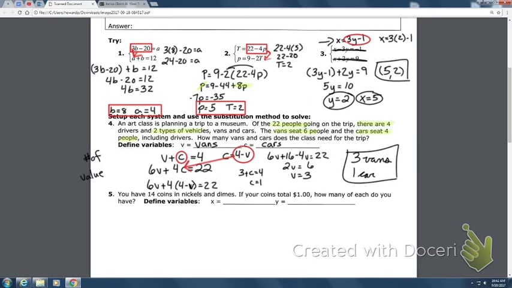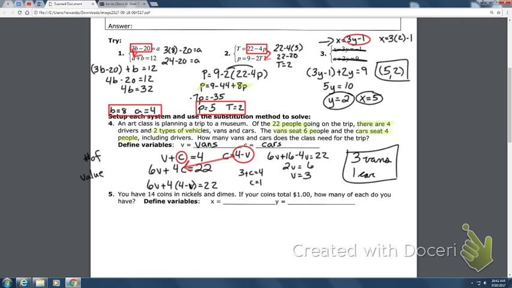Now, looking at this problem, if you were to solve this out, what final answers should raise a red flag that might tell you, hey, you did this problem wrong? A negative or a decimal. Why would either of those numbers raise a red flag? You can't have negative cars, or you can't have a fraction of a car.